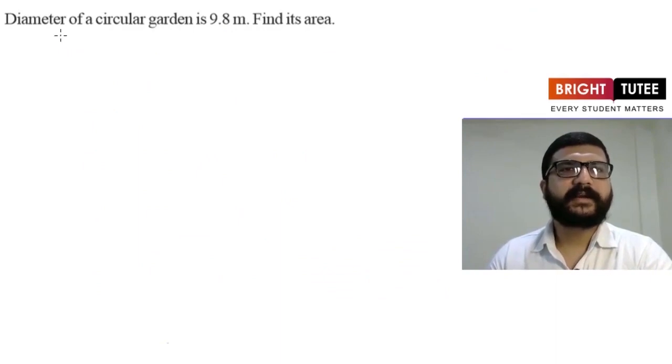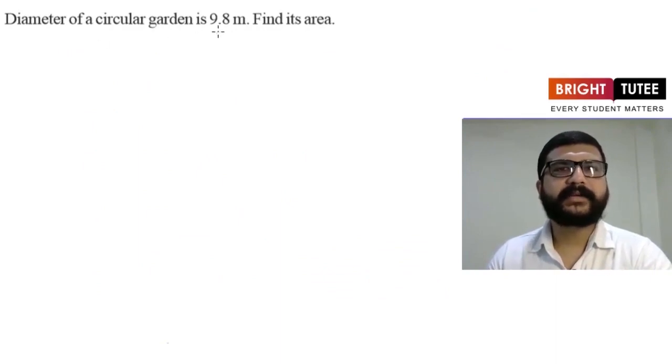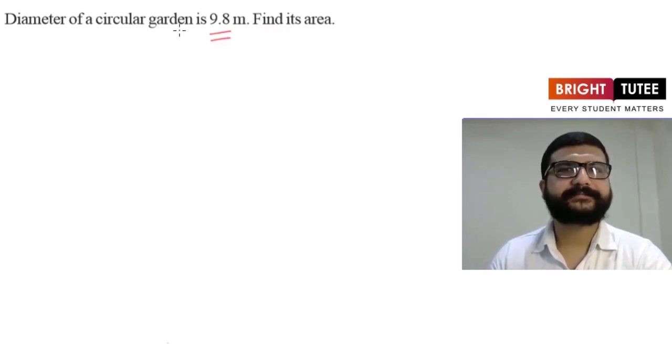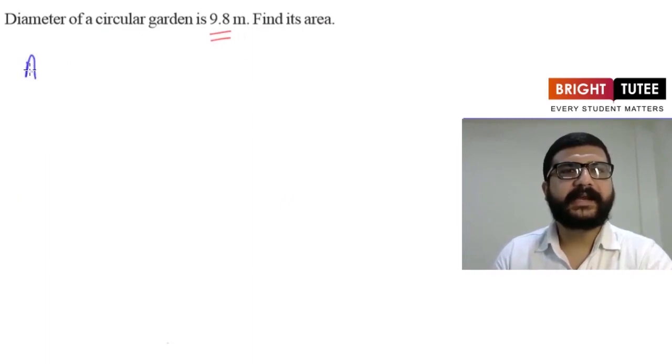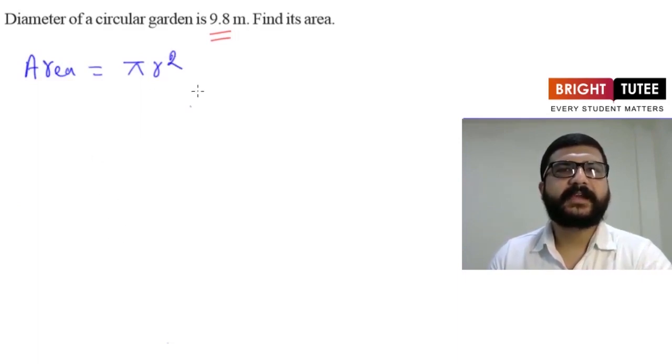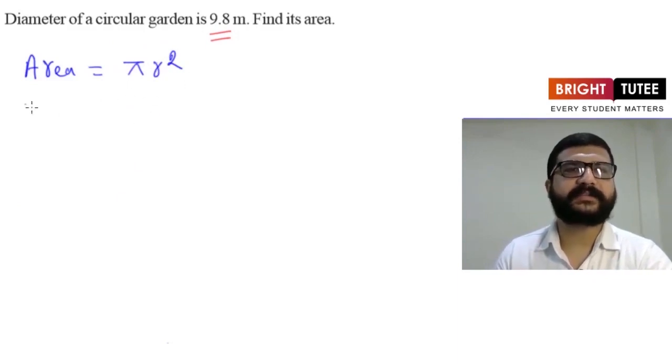The question is, the diameter of a circular garden is 9.8 meters. Find its area. Now we have one formula for finding the area of a circle, and it is equal to pi r square, where r is the radius. Now here in this question, diameter is given to us. So what we have to do? First of all, we have to find the radius of the circle.